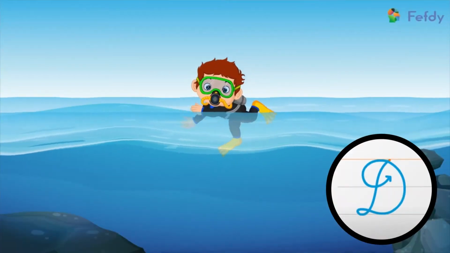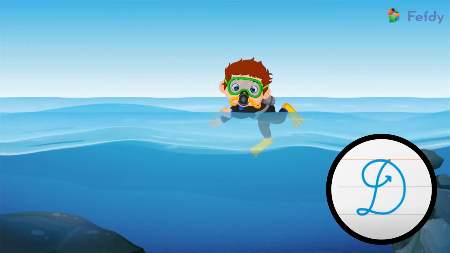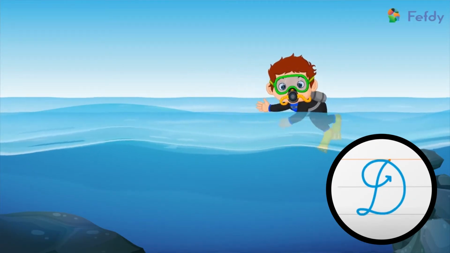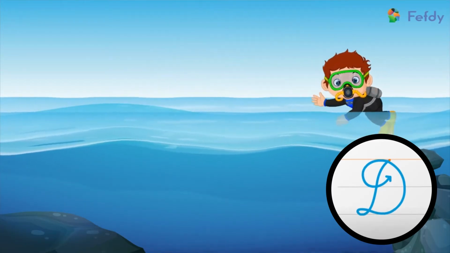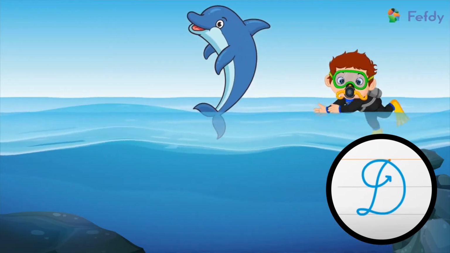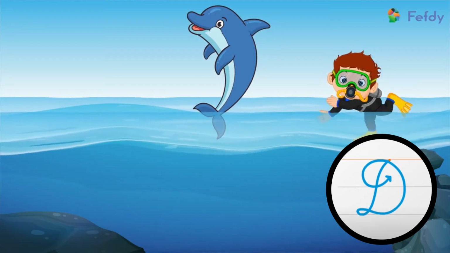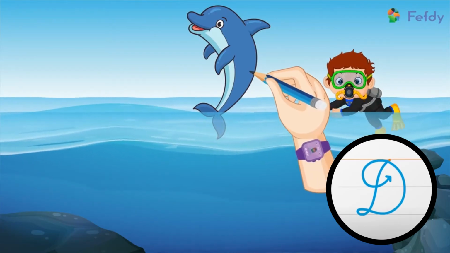Shall we learn how to write the capital letter D in cursive? Come on, let's see how to do this. Have you ever seen a dolphin leaping out of the water? Have you ever noticed the position of the dolphin mid-air? Let's try writing the capital cursive letter D by looking at the dolphin.